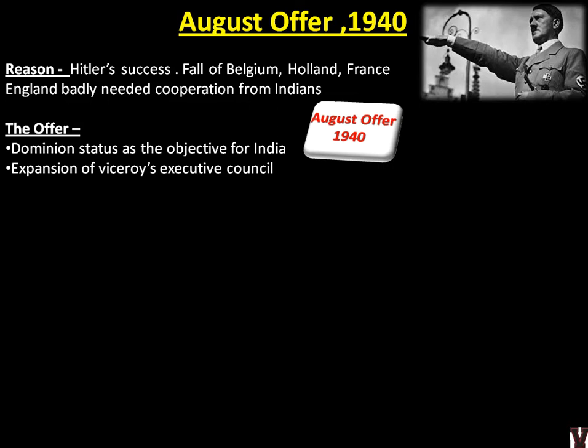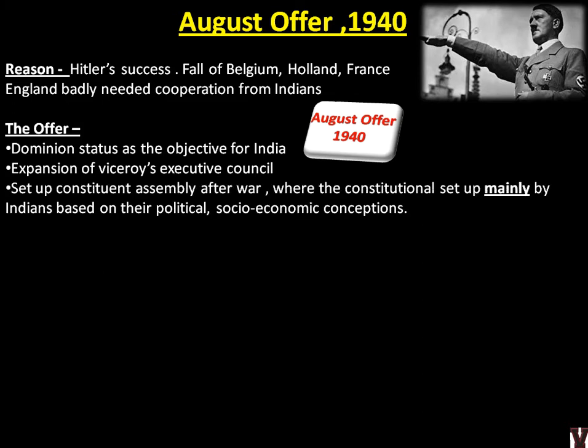If you remember, in the Executive Council for the first time in 1909, one Indian was allowed. Then in 1919, 3 persons were allowed. And now it is being told that in 1940, again it will be expanded.